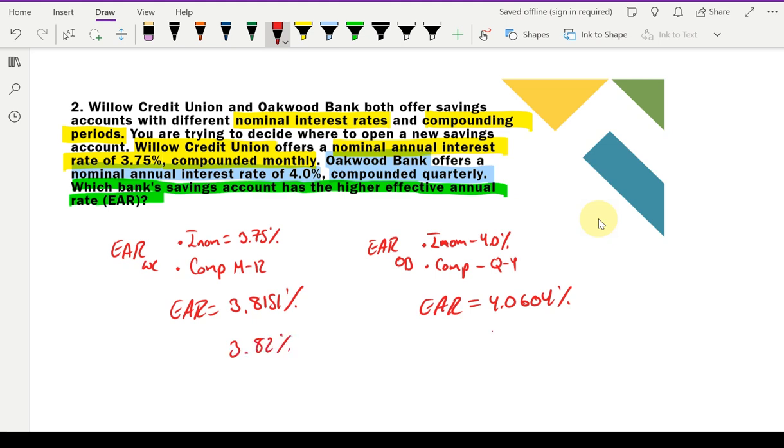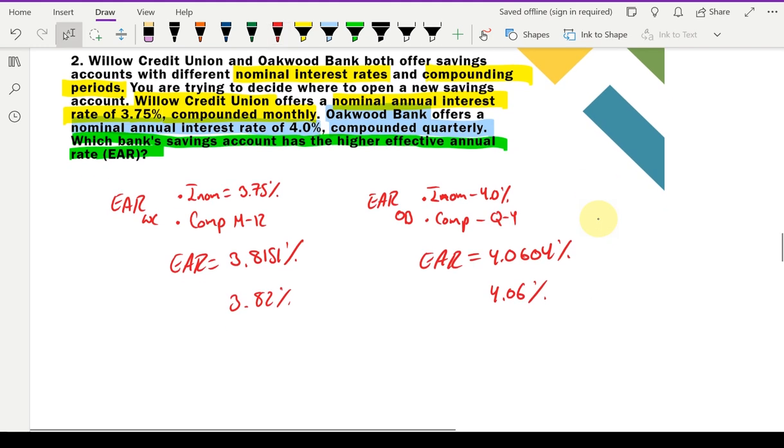And now we can round if we really want to. 3.82 and 4.06. So the effective rate allows us to compare two different terms when they have different compounding periods, okay? We're able to say, okay, definitely Oakwood Bank would pay more effectively even though it's only compounding quarterly, okay? All right, I hope that's clear.